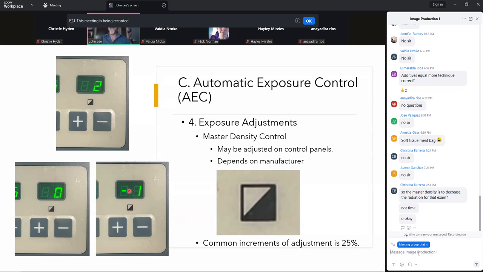Same thing here. Going minus, we're going to decrease the amount of radiation required for that exposure. Making that adjustment either positively or negatively is going to either increase the length of the exposure or decrease the length of the exposure. Okay.